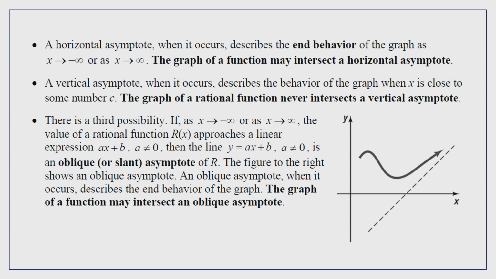Okay, so think of asymptotes as lines. That means they must have an equation. For your oblique and slant asymptotes, they'll be in the form y equals ax plus b. For your vertical asymptotes, they'll be in the form x equals c. And for your horizontal asymptotes, they'll be in the form y equals L.